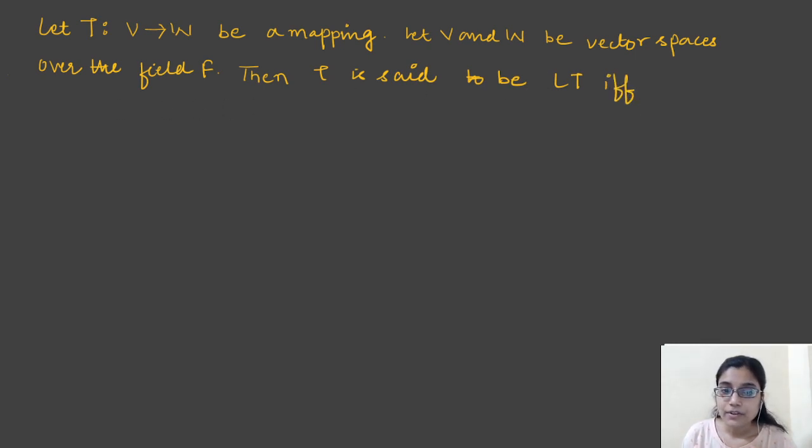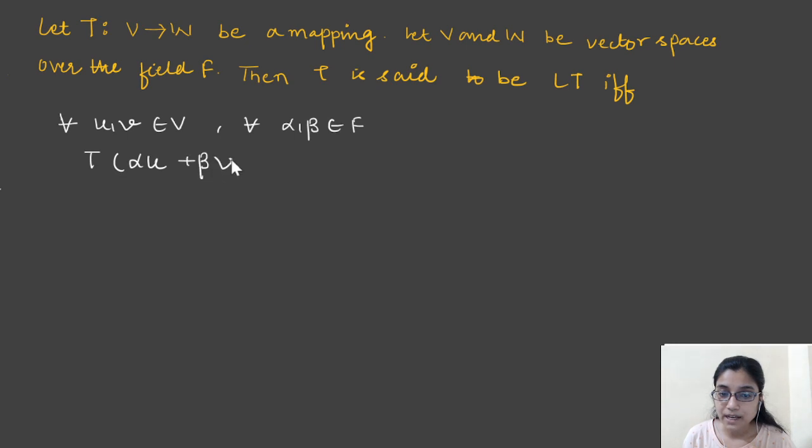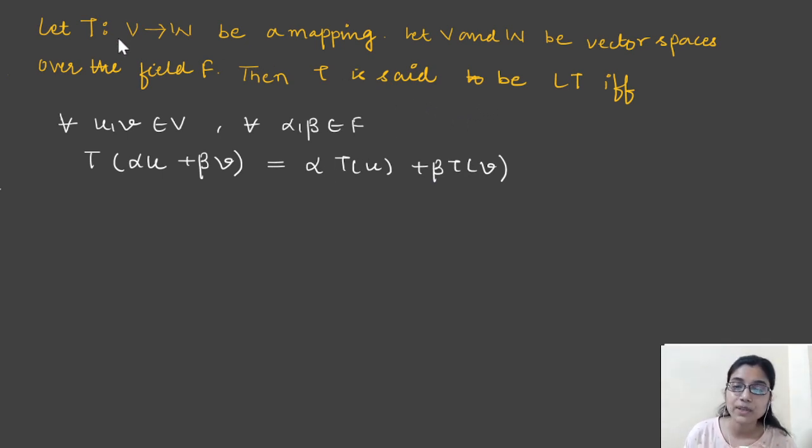If and only if, what should be the condition? That for all u and v vectors which belong to V, and for all alpha, beta which belong to the field F, T of alpha u plus beta v must be equal to alpha times T of u plus beta times T of v. If this condition is satisfied, then we will say that this mapping T is a linear transformation from the vector space V to the vector space W.